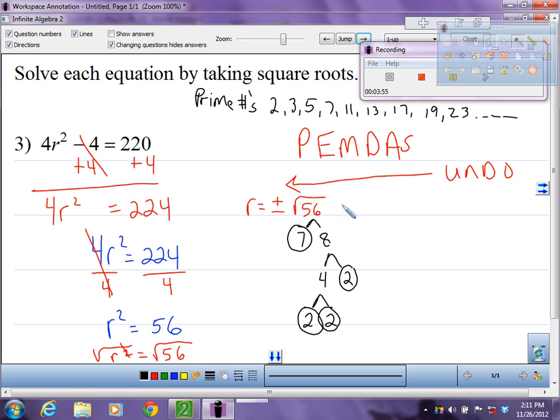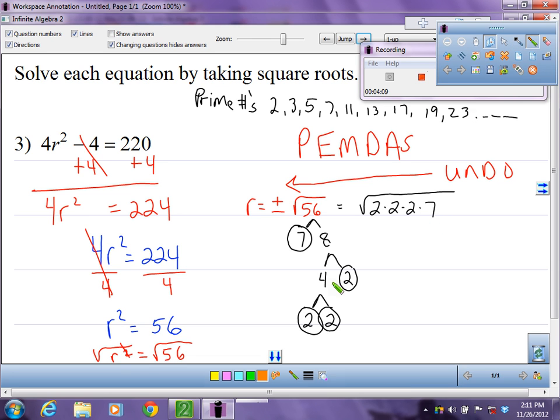So in other words, the square root of 56 is the same thing as saying the square root of 2 times 2 times 2 times 7. And since it's a square root, you need pairs. So here, that's one pair, and the other ones are by themselves, right? This one's by itself, this one's by itself. So I can rewrite this as the square root of 2 squared because of this pair right there. And I still have one more.